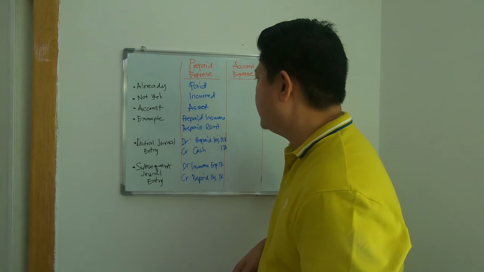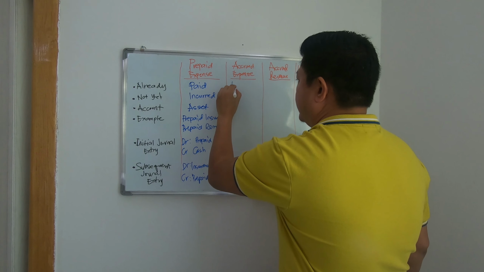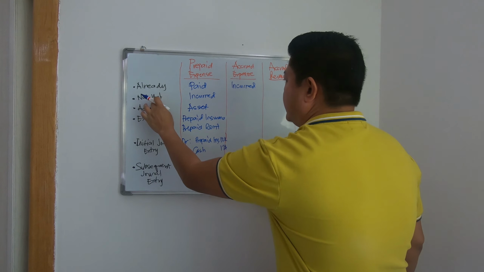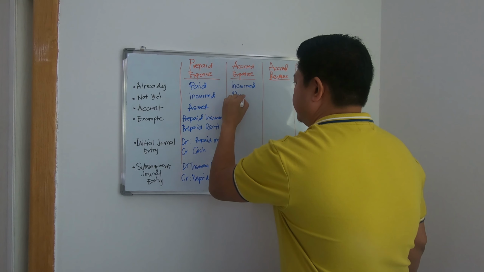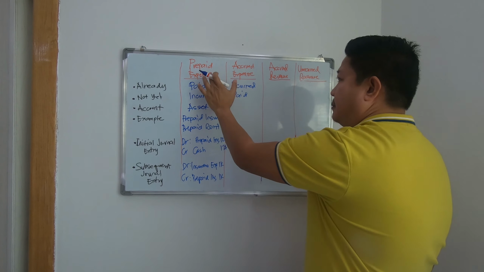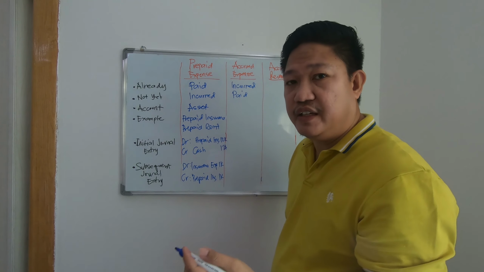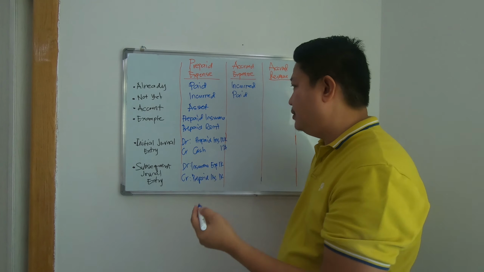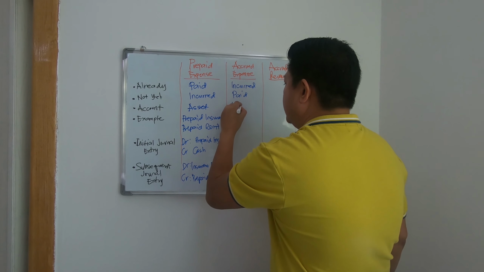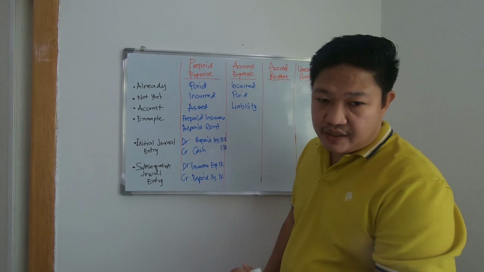In accrued expenses, the expense is already incurred but not yet paid. This is something like the reverse of the prepaid expenses. So in this case, the services are already rendered to you, but you didn't pay yet. So you have to record it under liability. Usually this is current liability.